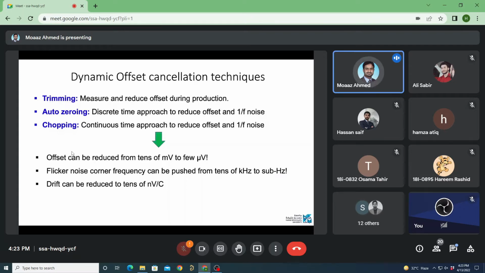I have to make sure that we are together. Yes, we are at the dynamic offset cancellation technique slide.